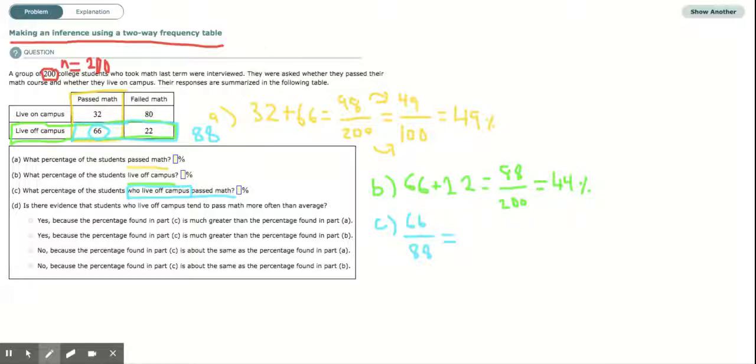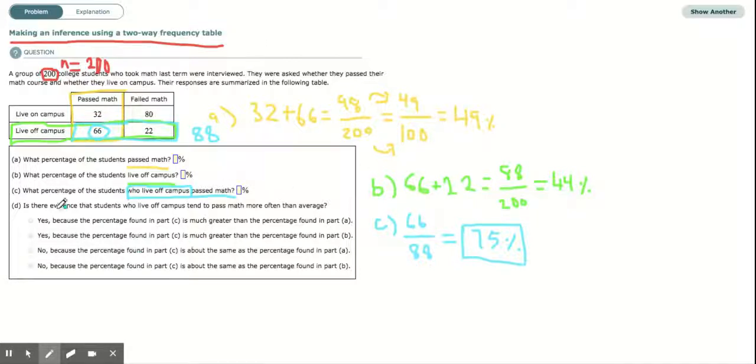So go ahead and let's divide. 66 divided by 88 gives you 0.75 or 75%. So 75% of students who live off campus pass math.